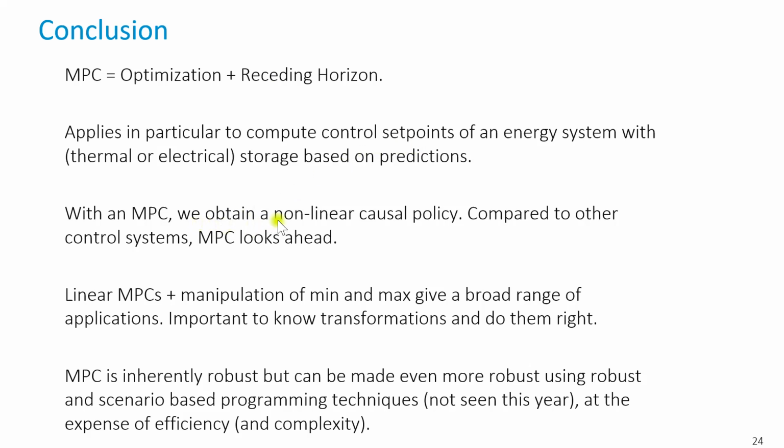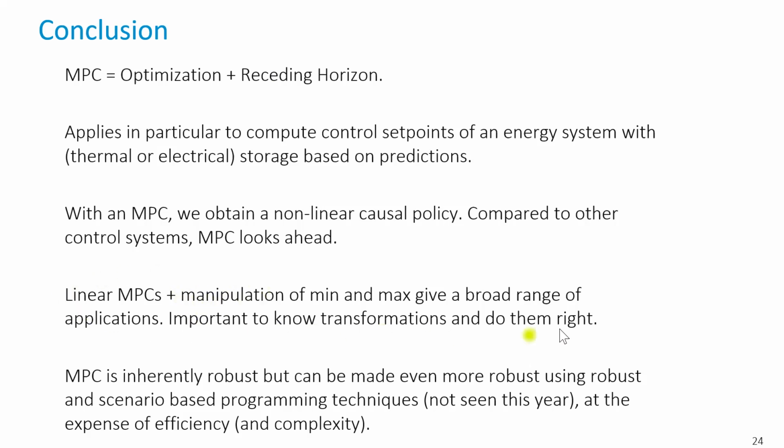With an MPC, we obtain an implicit policy. A policy is a method that gives the control action as a function of what we have observed, as opposed to a predefined control rule. It's usually nonlinear, and in general we don't have a closed form for what it does exactly. And the major difference compared to the rest is that it looks ahead. Because it looks ahead, it is very good for storage systems. If you know a bit about the future, you know what you will do with your energy that is stored or needs to be stored.